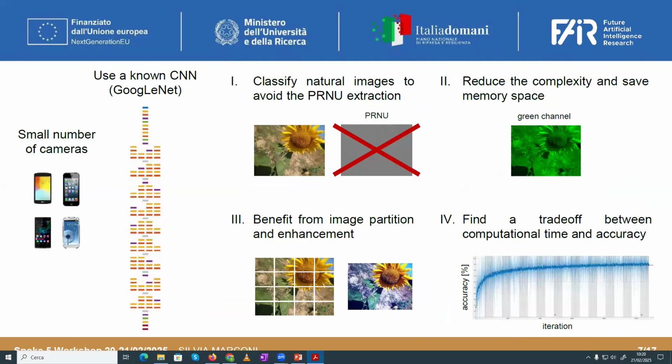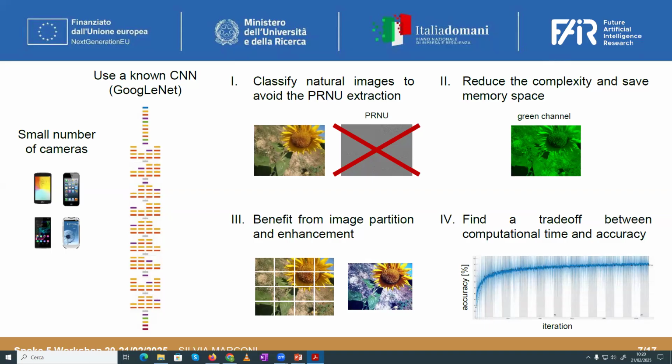In our framework, we are considering a possible realistic scenario in which we have a small number of cameras, and we want to use a publicly available network, the GoogleNet, that has been pre-trained on the ImageNet database, and it is able to classify over 1,000 different objects and environments. But here we don't want to test this ability of this network, but we want to test its ability to see the underlying pattern in the images. The key aspect of this method is that we don't classify the PRNU for the reason that we have already said, but we classify directly the original image.